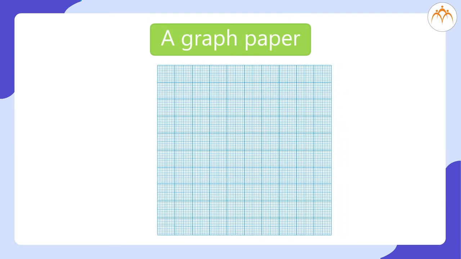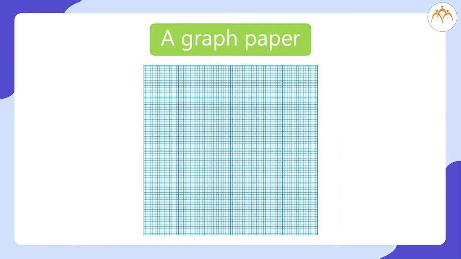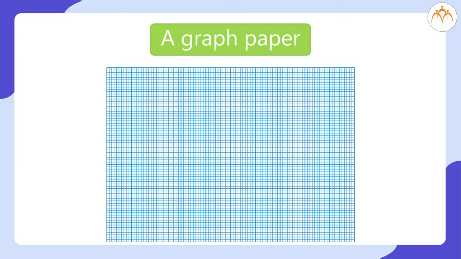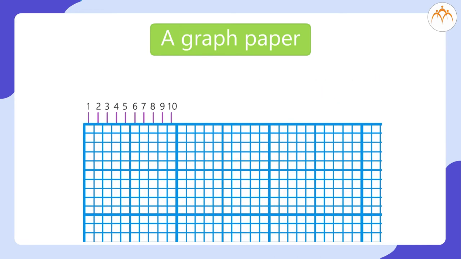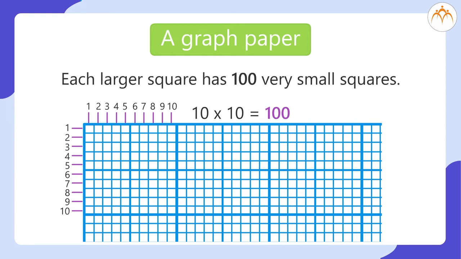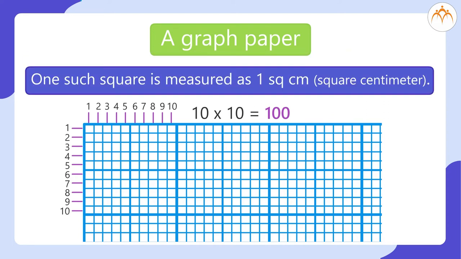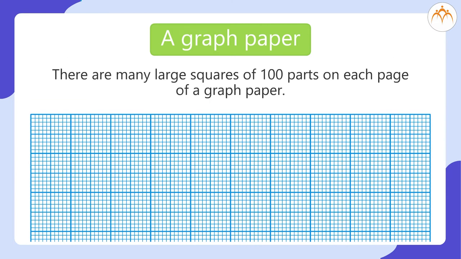A graph paper is a checkered paper, meaning it has a specific arrangement of squares printed on it. See the graph paper carefully. Each square has a bold outline. Each square is divided into 10 very small squares in length and breadth. So, 10 multiplied by 10 is equal to 100. That means each larger square has 100 very small squares. One such small square is measured as 1 square centimeter. There are many large squares of 100 parts on each page of a graph paper.